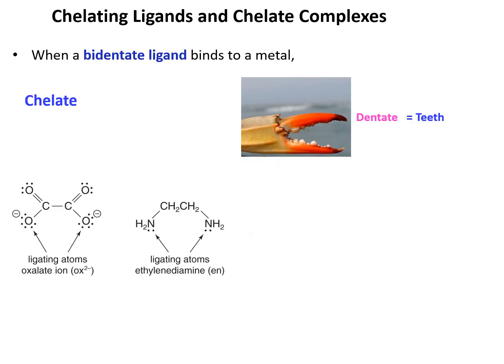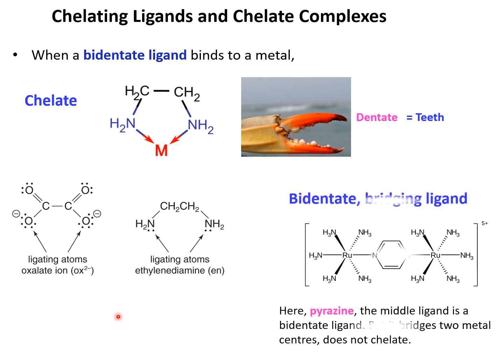So, you have different types of ligands. Here you can see chelating ligands and chelate complexes. When a bidentate ligand binds to a metal, it leads to a chelate. You can see the structure over here. These are some of the bidentate bridging ligands. For example, pyrazine. The middle ligand is a bidentate ligand, but it bridges two metal centers and does not chelate.